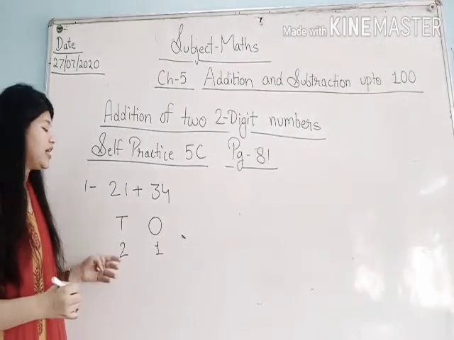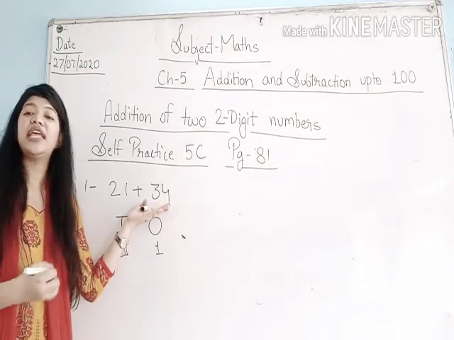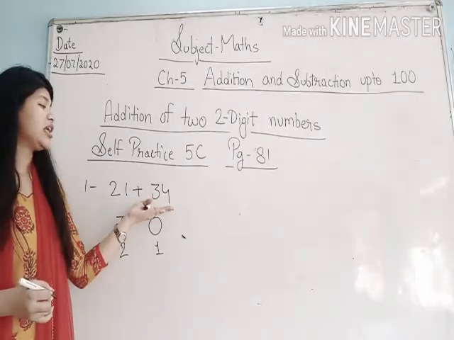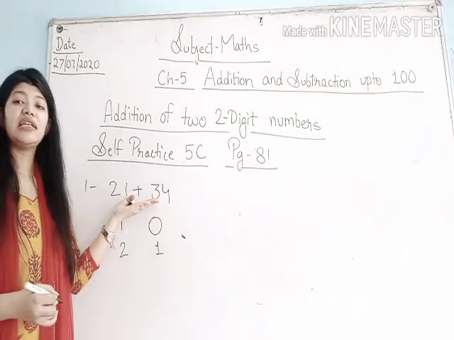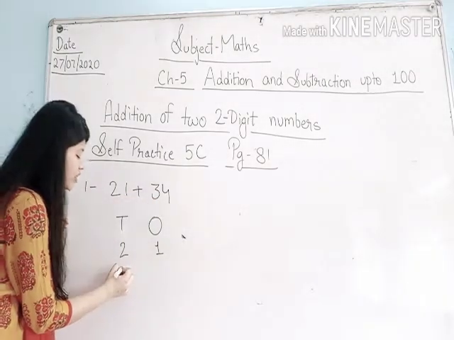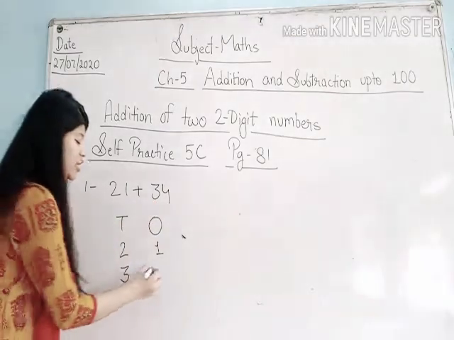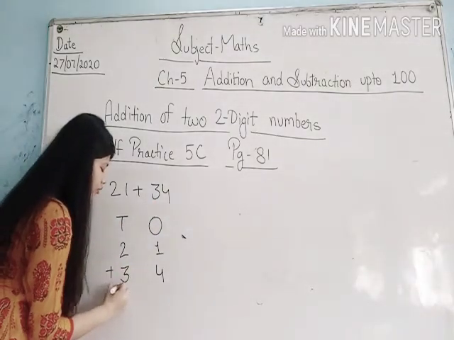Now let's come to the next number, that is the second addend, number 34. In number 34, 3 will be placed at the tens place, so we will write 3. And 4 will be placed at the ones place, so we will write 4 under the column of ones.